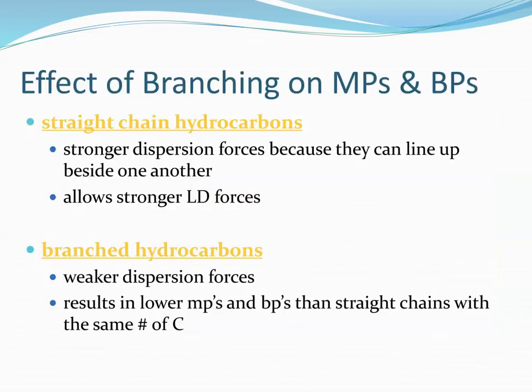The amount of branching on a hydrocarbon can also affect the melting and boiling points. Straight chain hydrocarbons have strong dispersion forces and therefore have higher melting and boiling points. Branched hydrocarbons have weaker dispersion forces and therefore lower melting and boiling points.